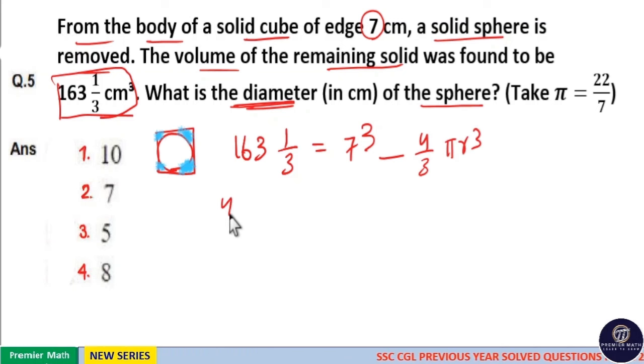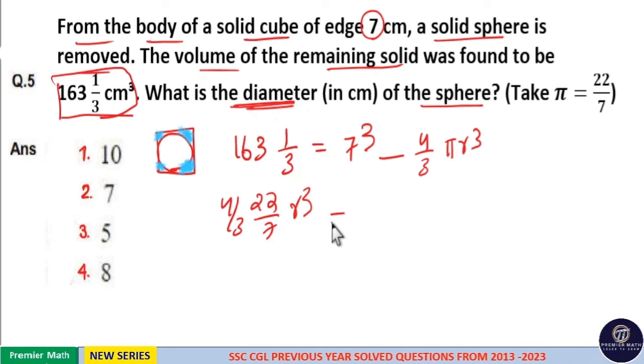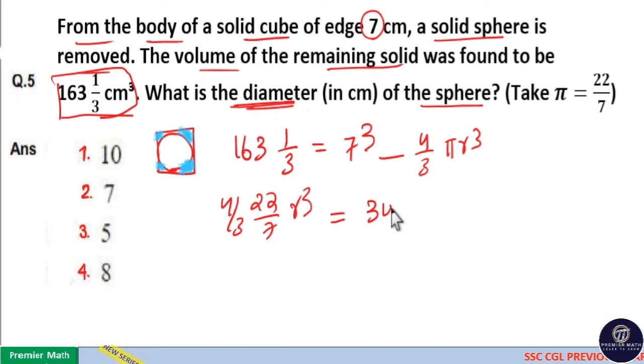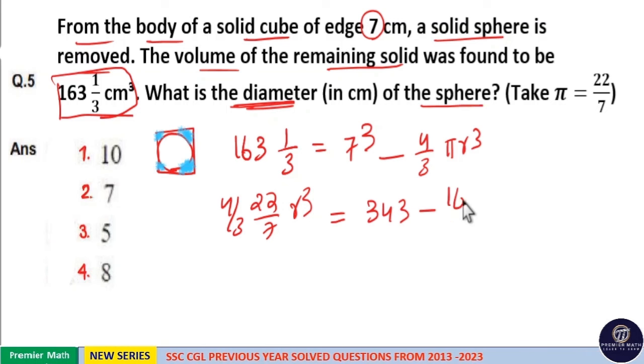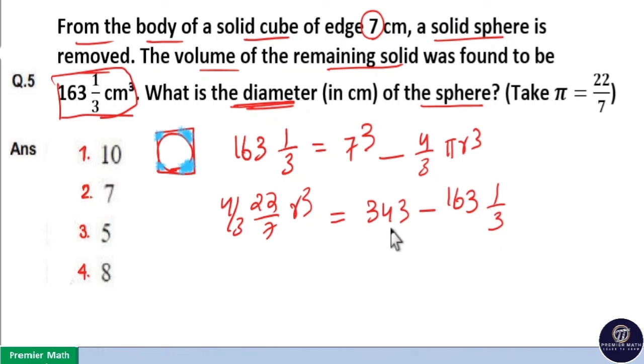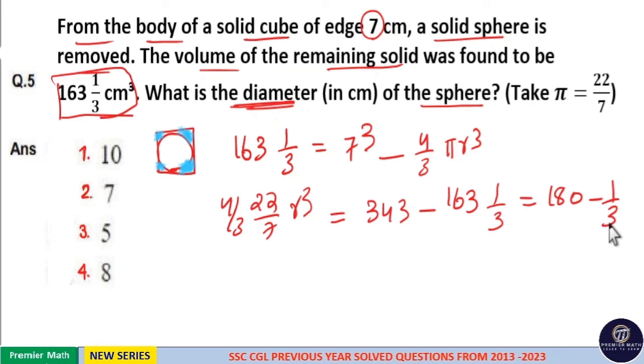Now 4 by 3 pi r cube means 22 by 7 into r cube is equal to 7 cube, which is 343, minus 163 into 1 by 3. Now this means 343 minus 163 minus 1 by 3. Let us take the difference between 343 and 163. 33 minus 0. 34 minus 16 is 18. So 180 minus 1 by 3. 3 into 18 is 54. 540 minus 1 is 539 by 3.